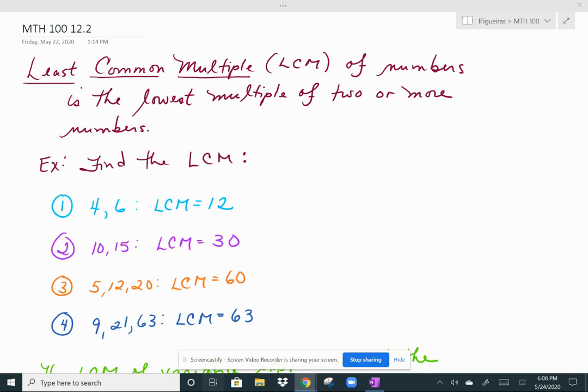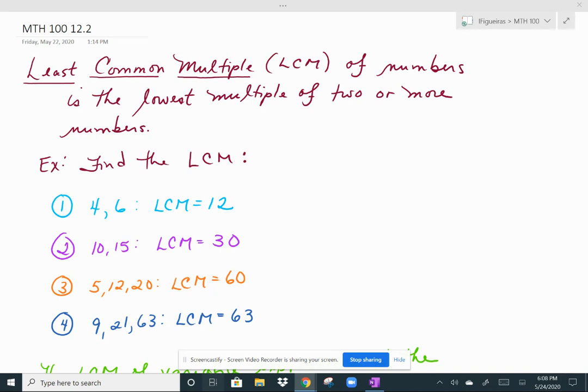Hi, in this section we'll be adding and subtracting rational expressions. But in order to add and subtract rational expressions, just like adding and subtracting fractions, you need a common denominator. So let's talk about how to find common denominators.